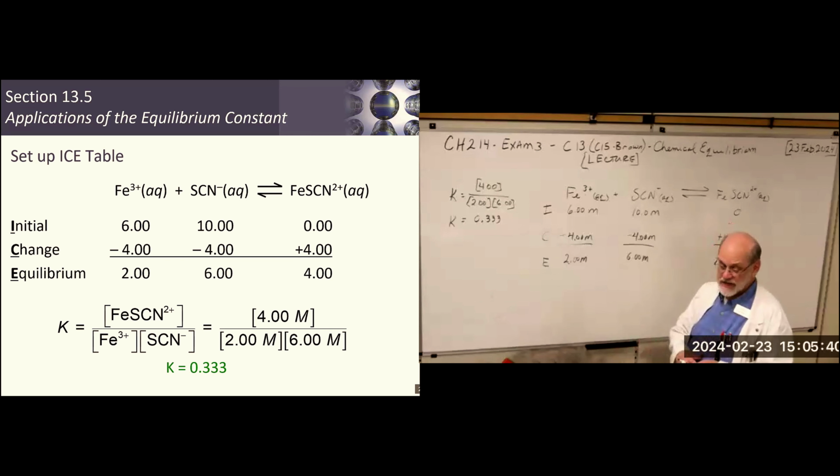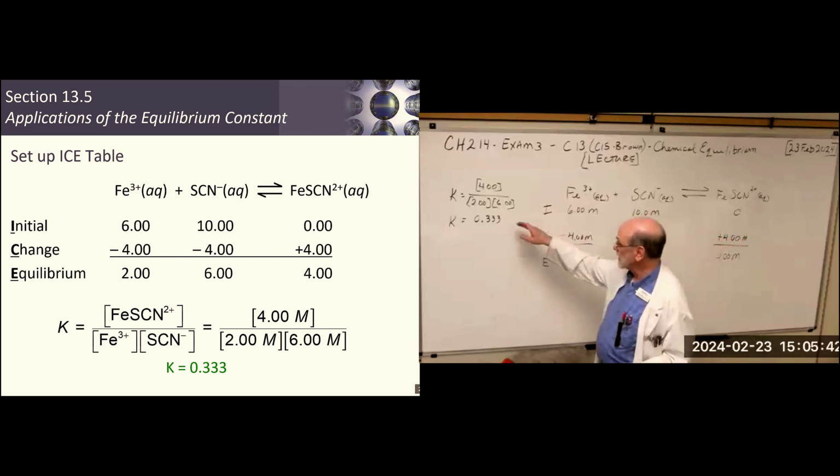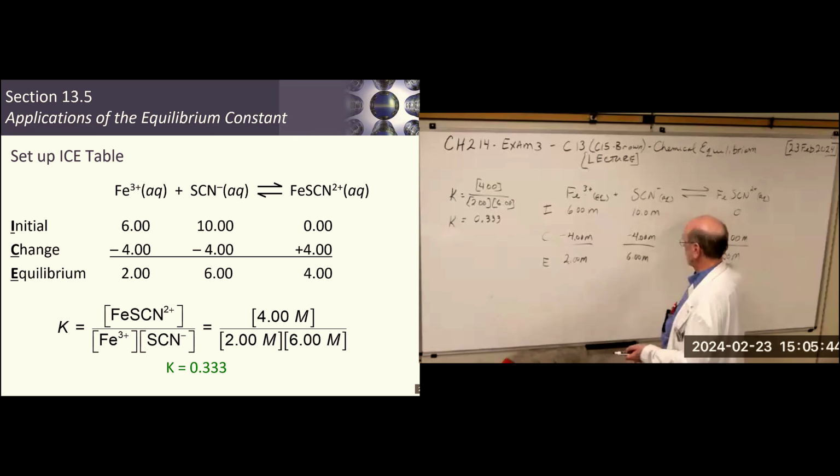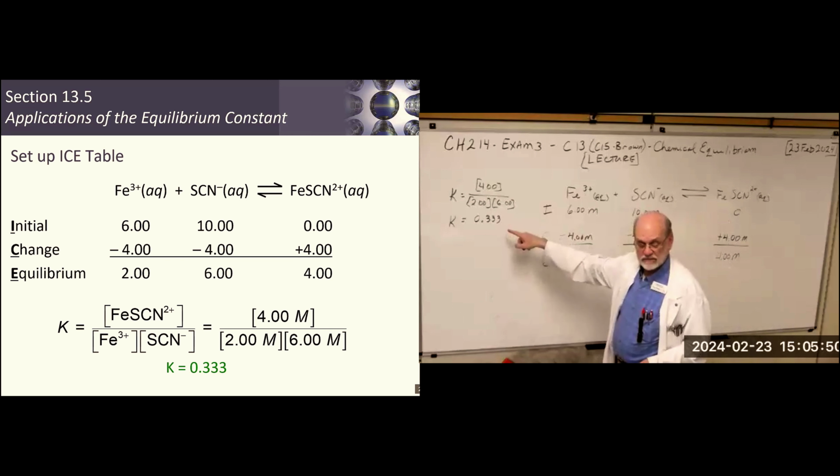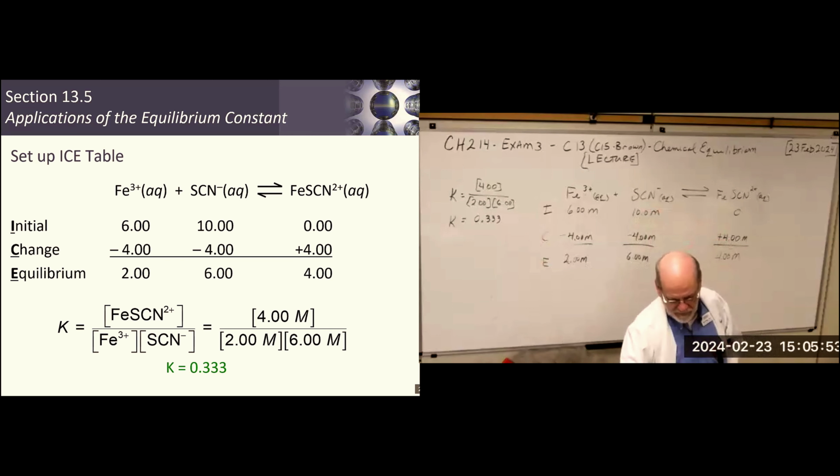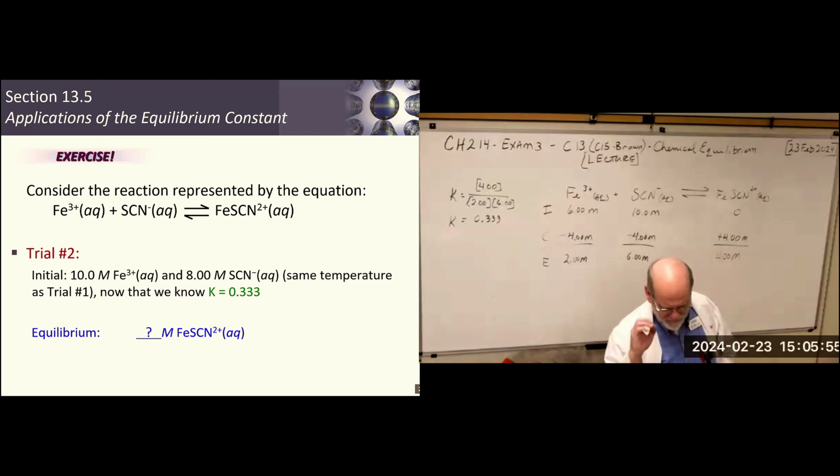Now, as long as we don't change the temperature, that's going to be the K no matter what we do up here. We could change these values. And once we find out what these are, it's going to be equal to that. And I think that's what we're going to do next.